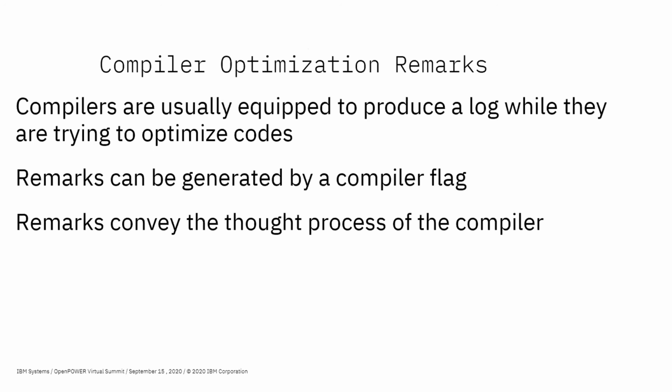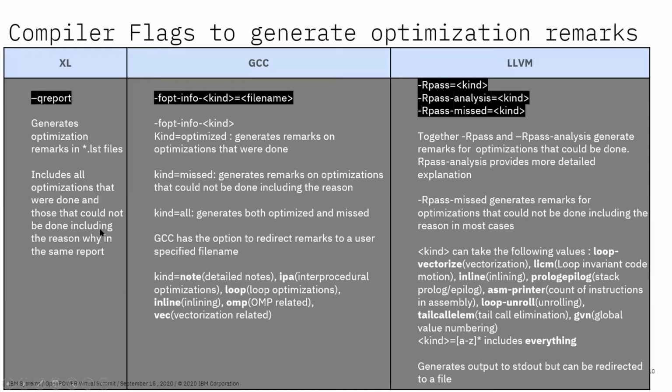Let's look at the optimization remarks. This is some fun stuff that the compiler has as one of its features. It's really interesting because it reveals the thought process of the compiler, and you can really use this to further optimize your application. There are various options in all the three compilers. You have the QReport option in Excel, and you have the foptinfo kind option in GCC. You have a similar RPass flag in LLVM. All the three compilers support these options, so that the compiler generates a log as and when it's trying to optimize your code.